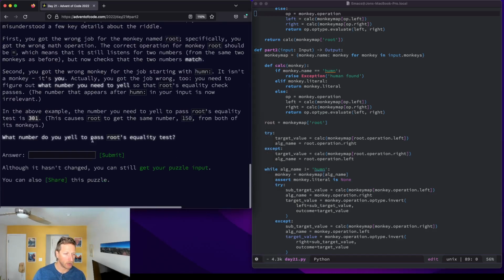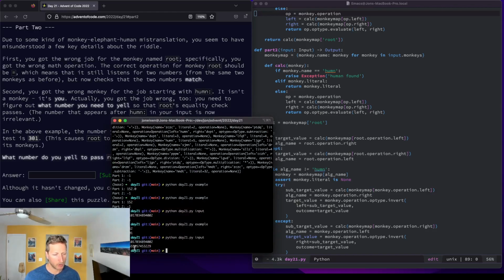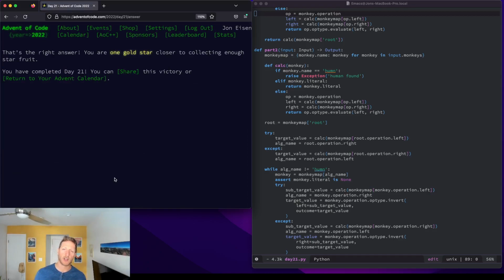We get 301, which is the answer. So we're going to do it on the input. Nice. We got it right. That one was relatively easy for me just because, I don't know, I just kind of got it really quickly, I guess. And I understand some of the inverting algebra pretty quickly. Do have 2 math degrees, so that, go figure.